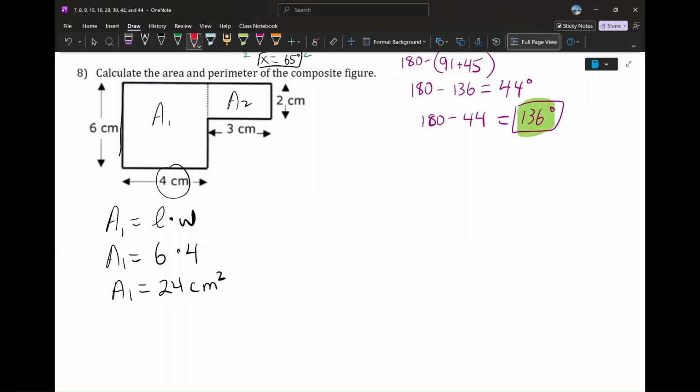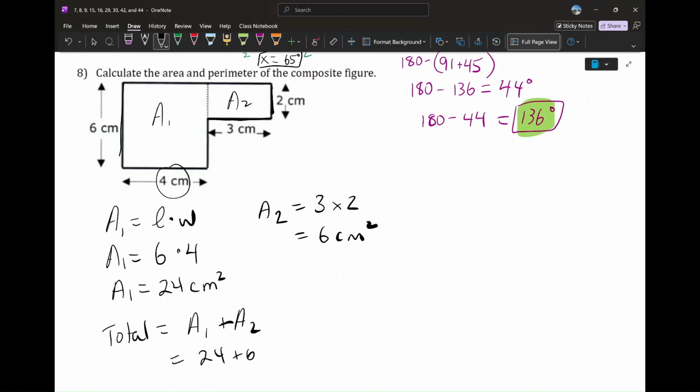Now we find the area of 2. We have this side length is 3. This side length is 2. So we do 3 times 2, which is 6 centimeters squared. So the total area will be A1 plus A2. So we got 24 plus 6, which is 30 centimeters squared.